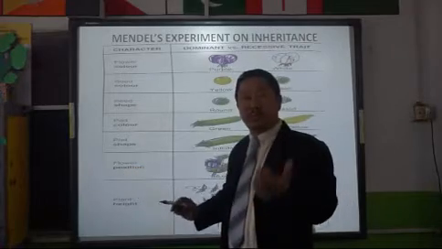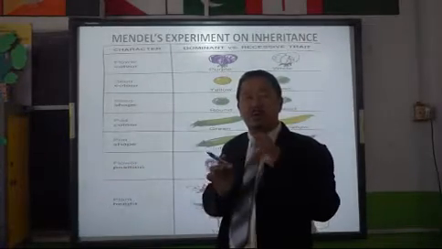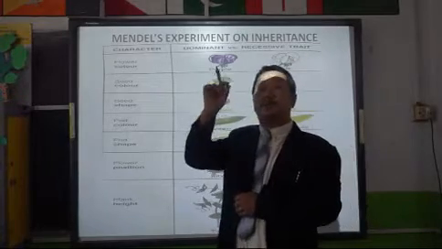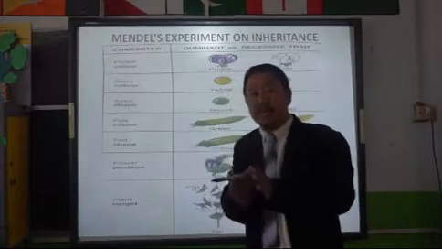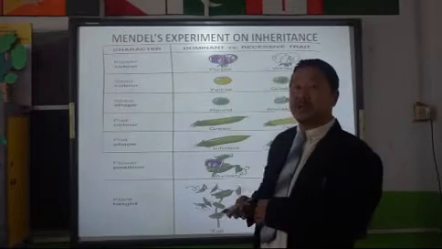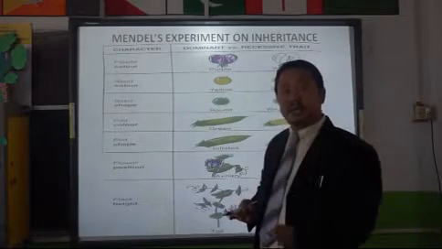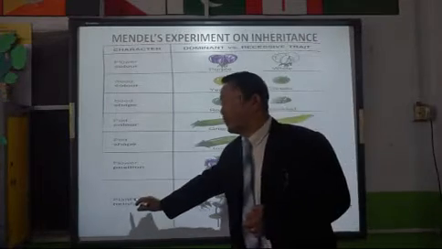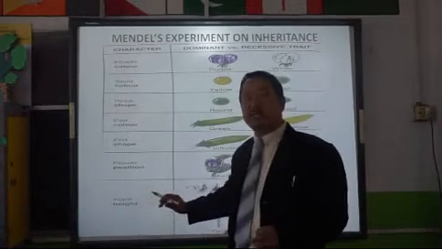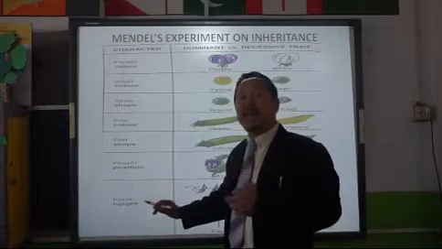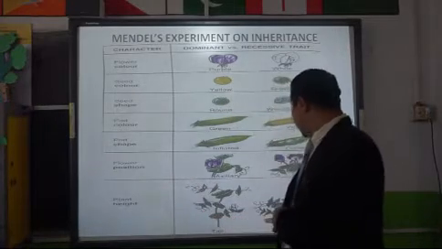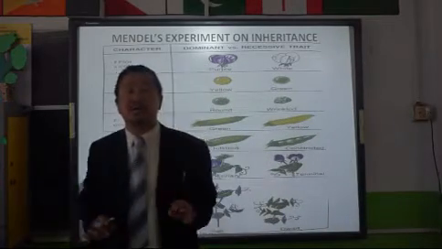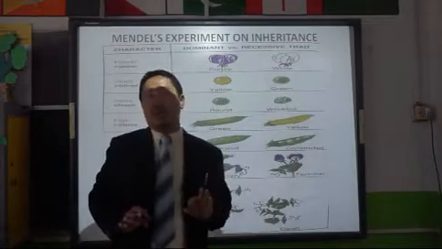Then the position of the flower. Where was the flower borne? It was at the tip of the shoot or somewhere at the axil of the leaf. So the position of the flower was axillary and terminal. He also considered the character of plant height, that was tall and dwarf. So these were the 7 contrasting characters he considered for his monohybrid cross.